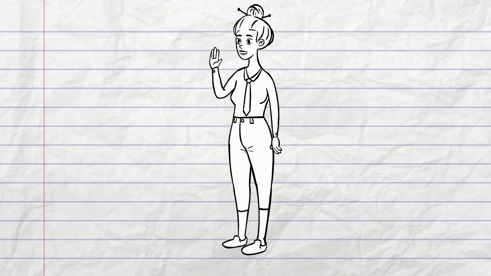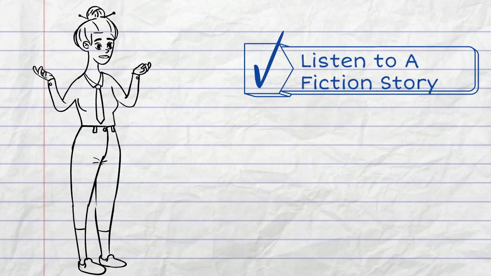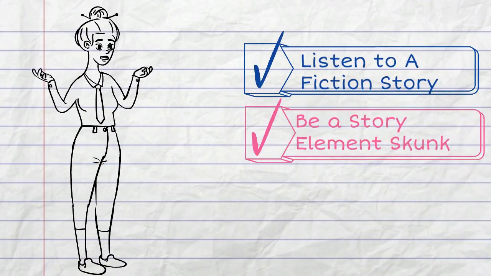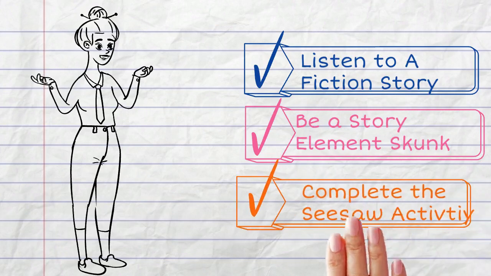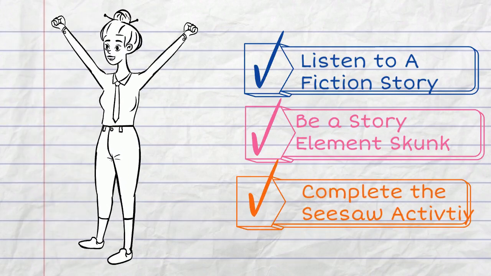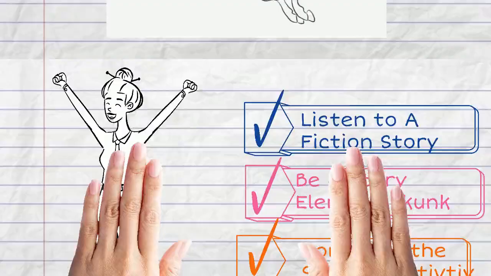Hi, first graders. You're going to do 3 things today. You are going to listen to a fiction story, and you are going to practice being a story element skunk to help us retell stories and be a retelling reindeer. And you're going to complete your work on Seesaw. Can't wait to see it.